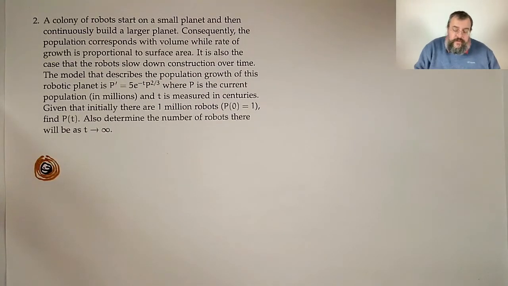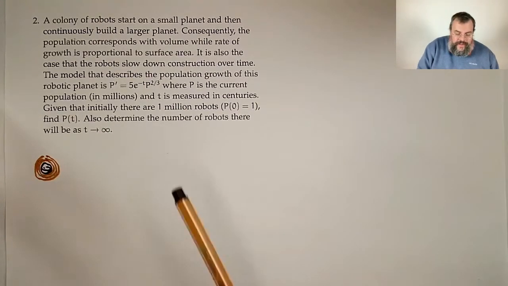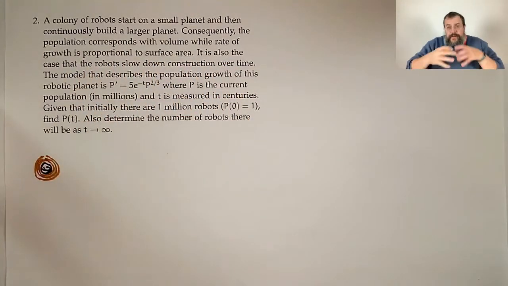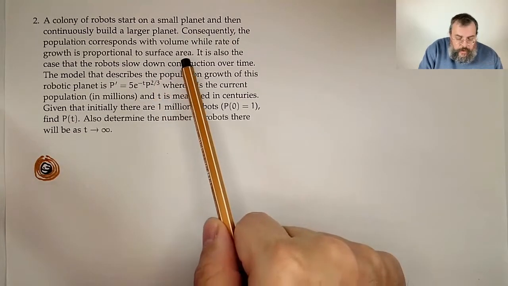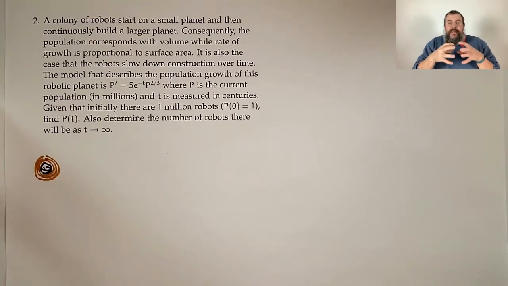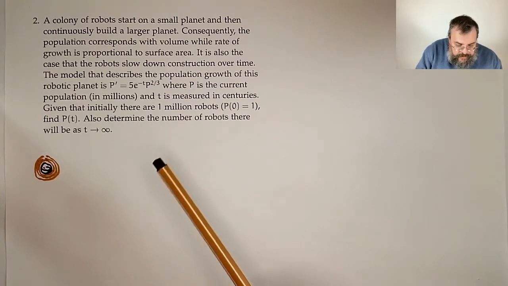Now, there's this next sentence. Consequently, the population corresponds with volume, right? Okay, so the volume is a measurement of how many robots there are. That seems reasonable. While rate of growth is proportional to surface area. Well, again, that makes sense because, you know, where can the robots move? Well, the only way they can move is on the surface. Otherwise it's all packed. So the only place they have to grow is on the surface. Okay, great. That seems reasonable.